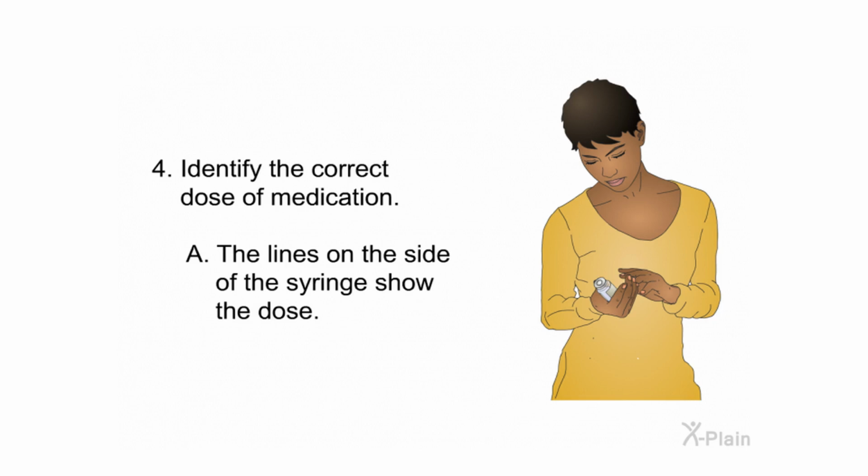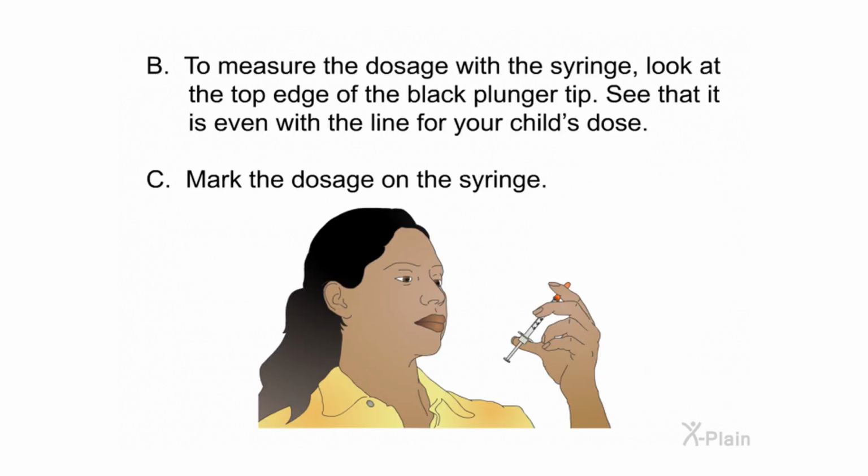4. Identify the correct dose of medication. A. The lines on the side of the syringe show the dose. B. To measure the dosage with a syringe, look at the top edge of the black plunger tip. See that it is even with the line for your child's dose. C. Mark the dosage on the syringe.